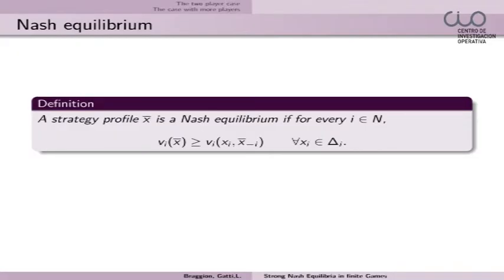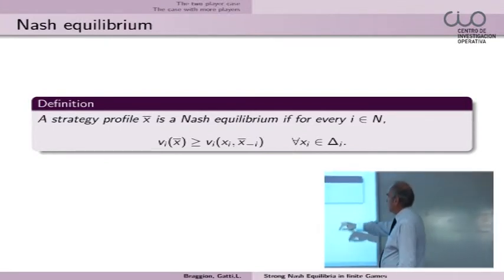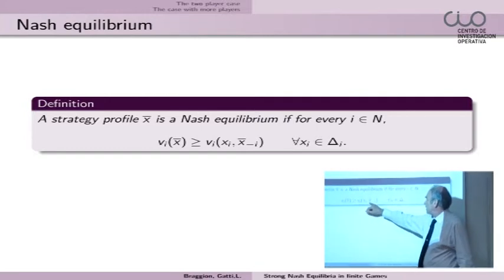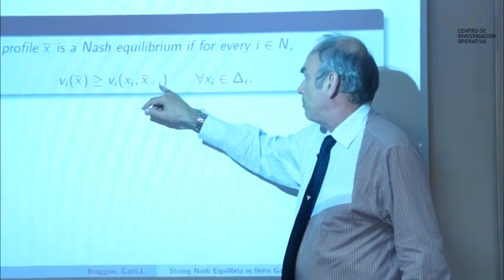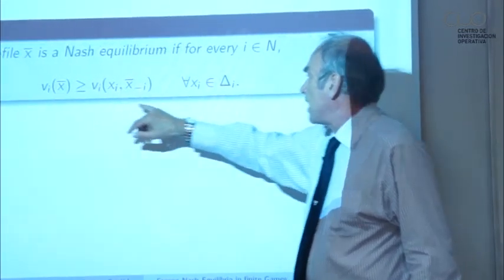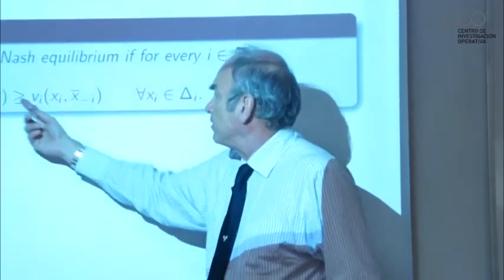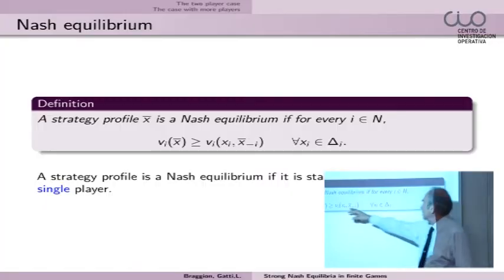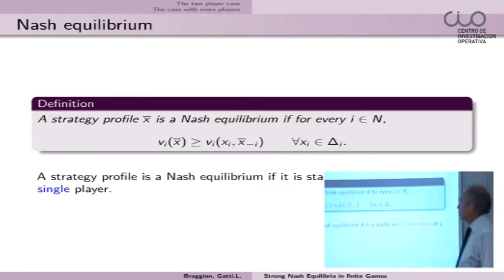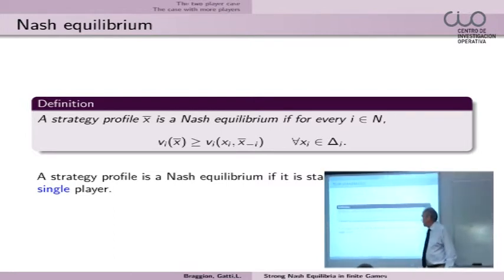Okay, now the formal definition. This is a Nash equilibrium in mixed strategy. This notation means that I take off from the vector x the ith component, and I substitute it with xi, which means exactly that if I am player i, I do not have incentive to deviate, given that the other strategies are fixed, because I don't gain anything. So, as I was saying before, a strategy profile is a Nash equilibrium if it is stable with respect to deviation of a single player.